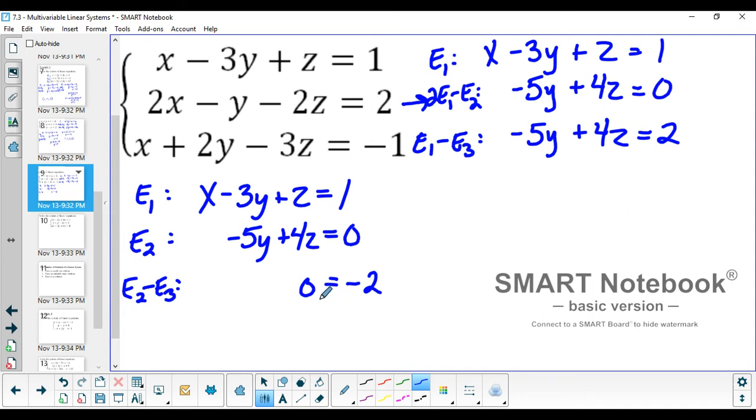Okay, well, can 0 equal negative 2? Absolutely not. Right? When that happens in two equation, two variable systems, right? All we say is that there's no solution. Same thing happens here. All right, so this is no solution. So I'm glad we worked that one out.